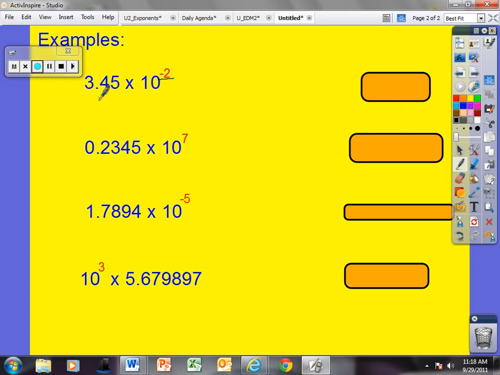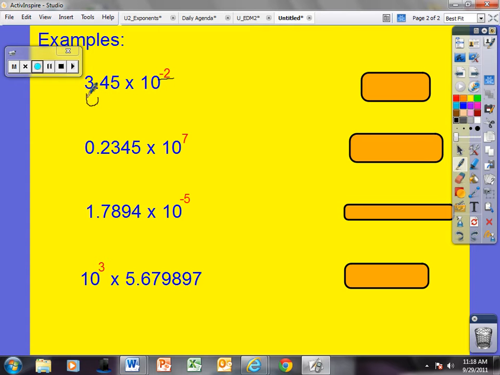Now, right now my number is 3 and 45 hundredths. Let's say I thought I'd move it to the right. 1, 2. Now my decimal point's right here after the 5. That would be 345. And I'm asking myself, what's smaller? Did I make that number smaller? 3 and 45 hundredths became 345. No, it became larger. So because it's a negative exponent, I'm making that number smaller. So I move it 2 places now to the left.